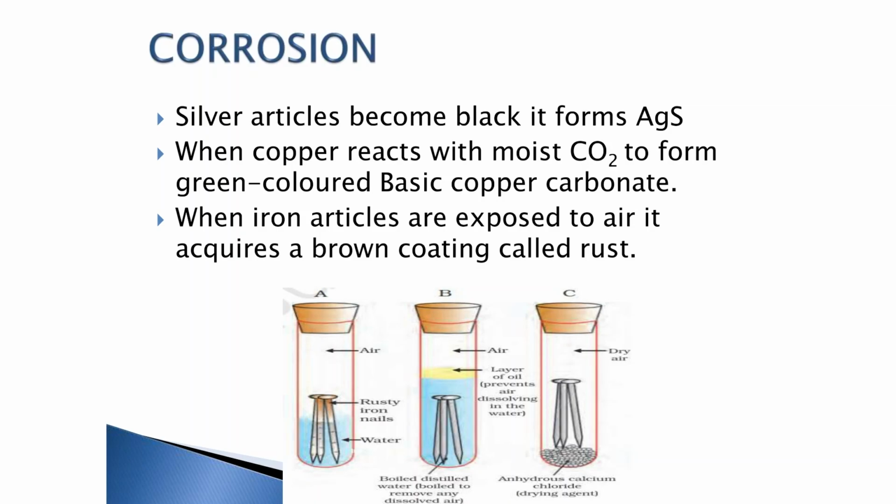Corrosion. The reaction of a metal with atmospheric gases, we call it corrosion. Silver becomes black in color due to the formation of silver sulfide. Copper becomes blue-green in color when it reacts with moist carbon dioxide. Iron gets a red-brown coating of iron oxide. We also call it rust. Two conditions for rusting are the presence of oxygen and water.